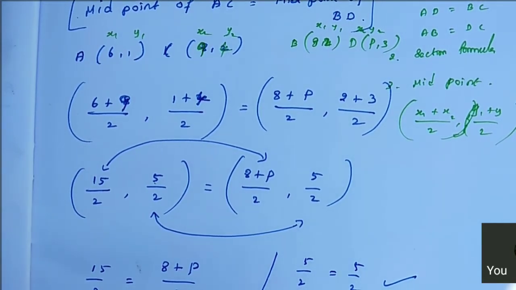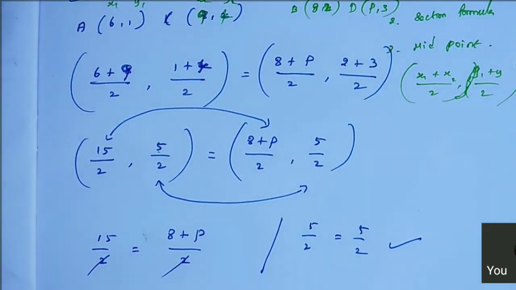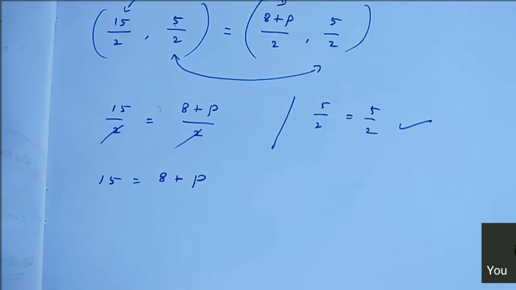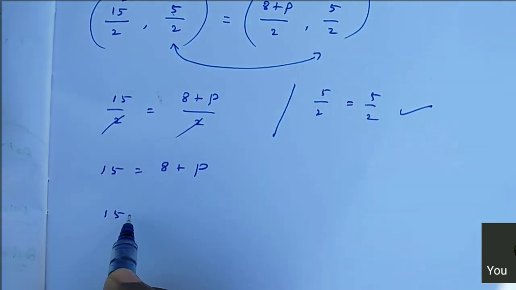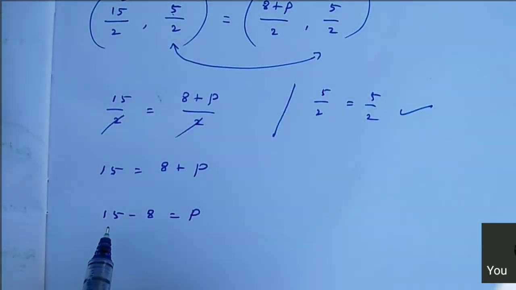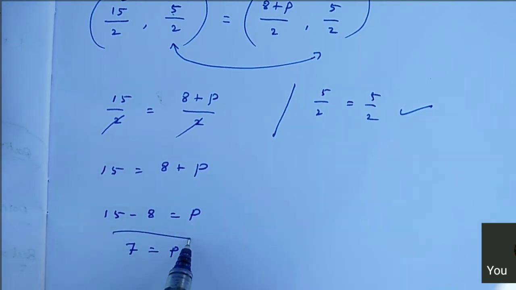Very easy, you just cancel the 2, because when we transpose the division by 2 to the other side it becomes multiplication by 2. So 15 is equal to 8 plus P. Then we transpose the 8: 15 minus 8 is equal to P. 15 minus 8 is 7, so P equals 7. Are you clear?